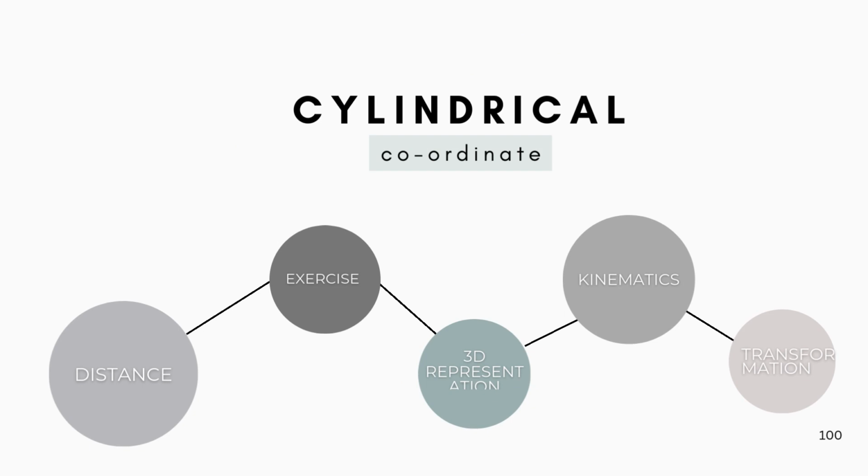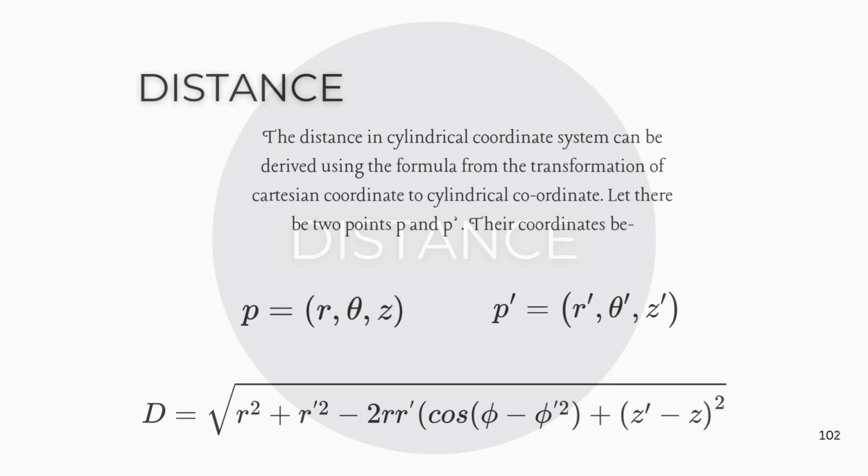Just like the spherical coordinate system, we have gone through the transformation and the 3D representation. Now let's see how to find the distance between 2 points in the cylindrical coordinate system. Distance in the cylindrical coordinate system can also be derived from the transformation of Cartesian coordinates to cylindrical coordinates. So let there be 2 points P and P prime, where P is equal to (r, theta, z), and P prime is equal to (r prime, theta prime, z prime).